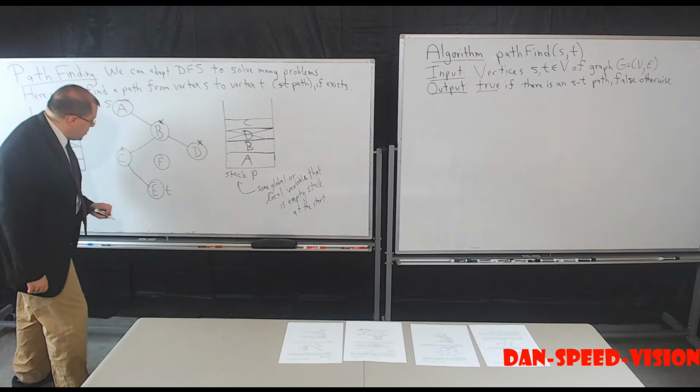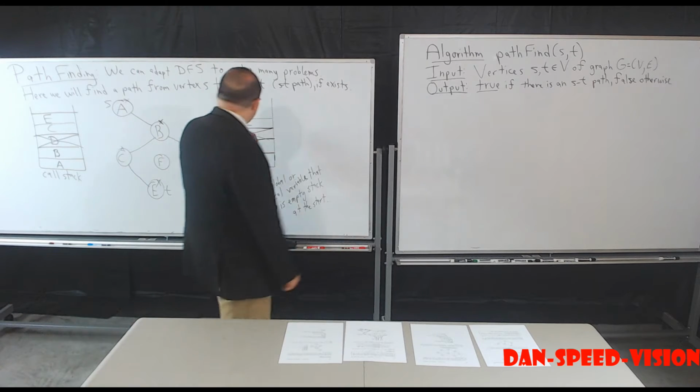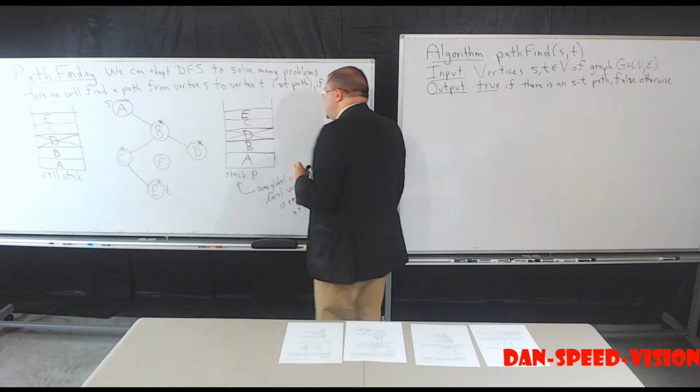I'm going to go call DFS on E. So here's E right here. So now I'm calling DFS on E. Since I marked it, I'm going to push E onto the stack P. Then what am I going to do?